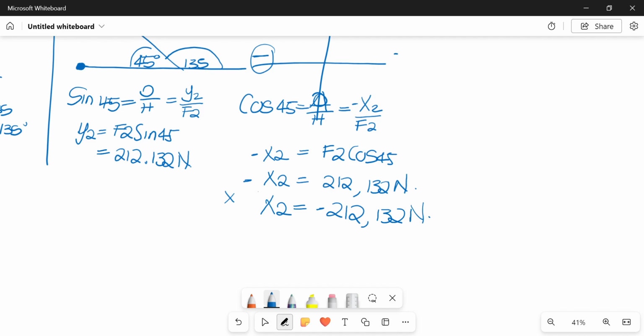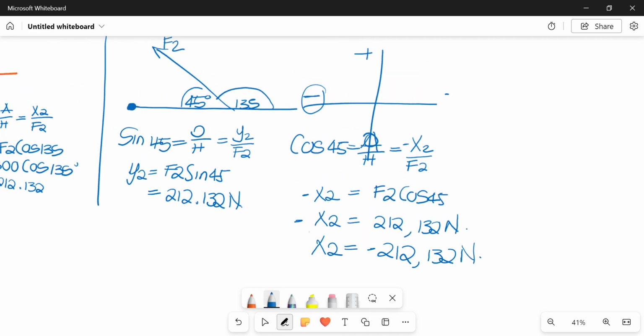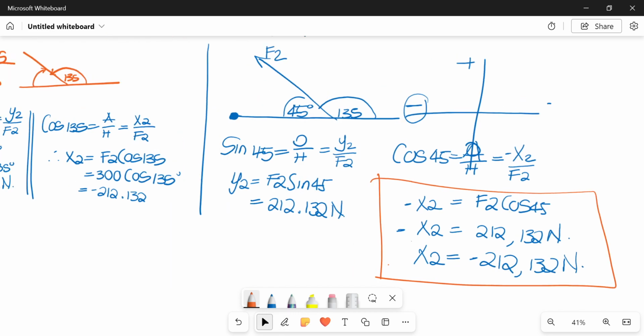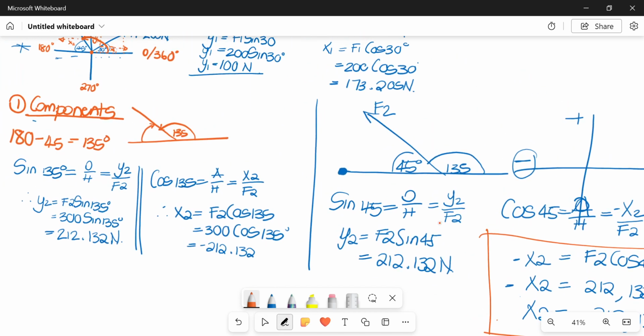Okay? I hope this makes sense. So the easiest way to go about it, or a way in which doesn't require you to remember the signs that we needed to switch around on here, is by simply using the angle that you find as a reference point from your 0 or 360 line. If you have any questions, let me know in the comment section or however else you can get hold of me. I really hope this makes sense.